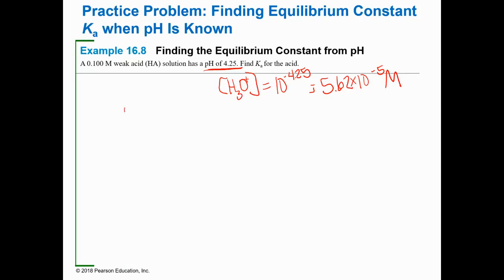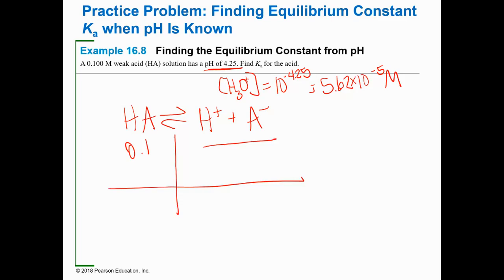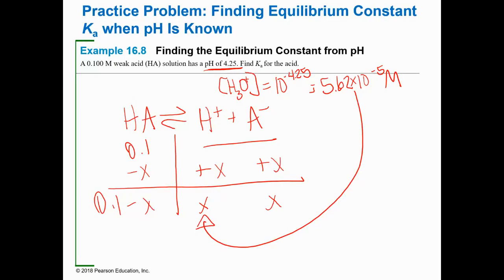Okay, so HA is going to break into H+ and A-. I know that this is 0.1. I've got nothing there. I've got minus x, plus x, plus x. Okay, this value is x. So from that, I know that Ka is H+ times A- over HA. This is just the generic expression. Okay, and I've got all my values.